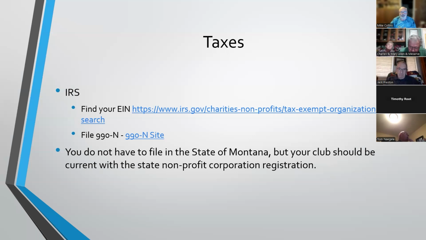Lions are typically on a July to June schedule, but the filing for the nonprofit organizations for the state runs on a calendar year. So you'd file that sometime in January or February.